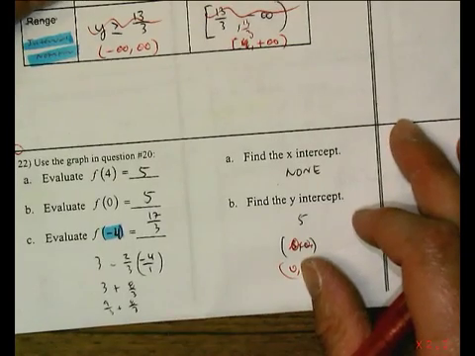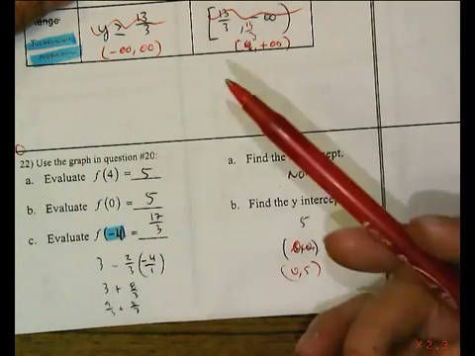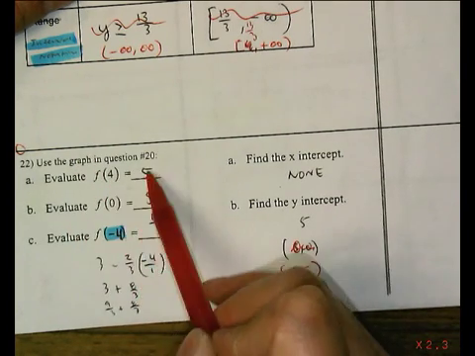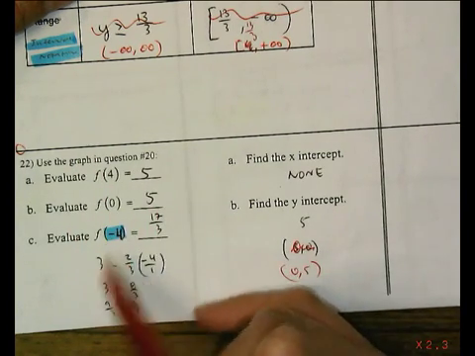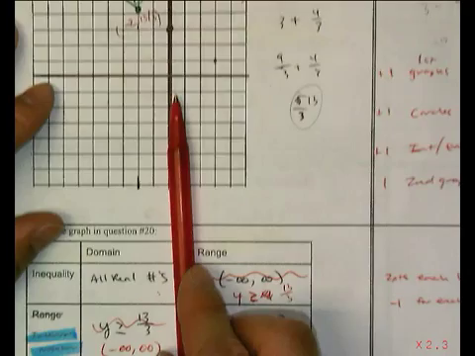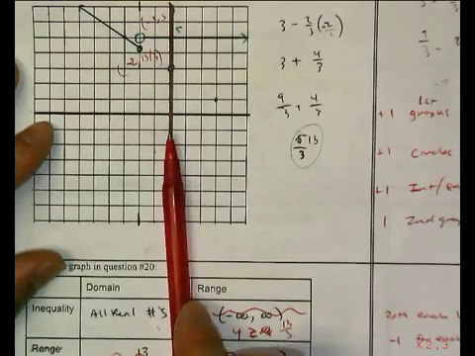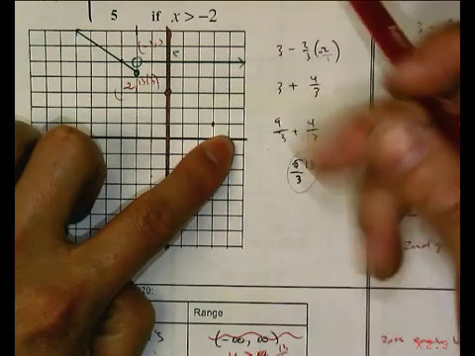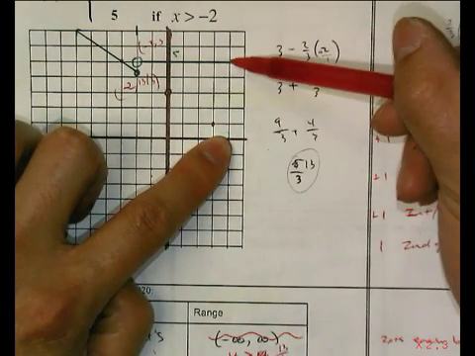Question number 10. Use the same graph as in question number 20. A lot was written on that, but you could just graph that correctly. Evaluate f of 4, f of 0, and f of negative 4. So f of 4, you're just essentially going here, and then you're looking for the y value there, which is 5.